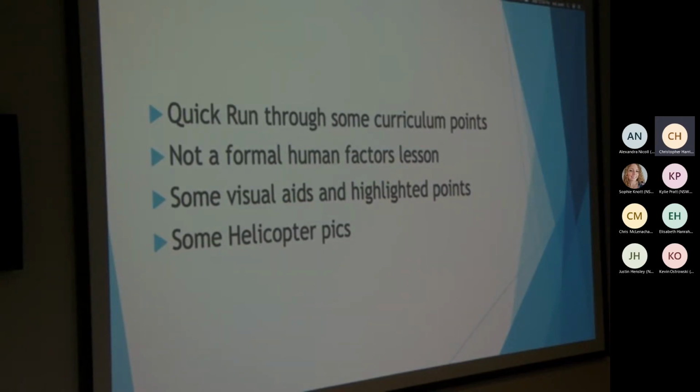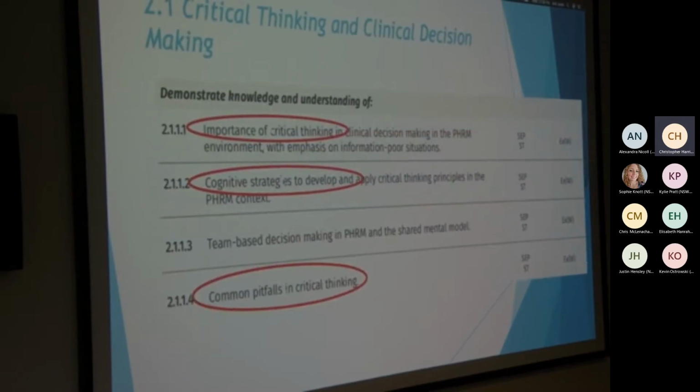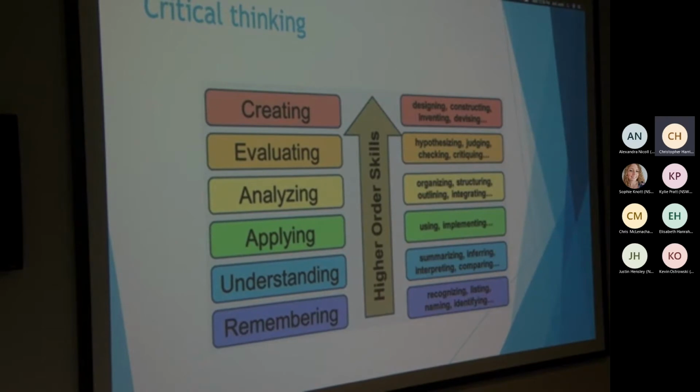So, some visual aids. I'm a visual learner. There's a lot of images, and I put a few helicopter pictures in there to make this a little bit softer. So the curriculum has a few domains. One of them is around critical thinking. These are the bits that I've circled, which I'm just going to quickly touch on: the importance of critical thinking, the cognitive strategies, and some of the pitfalls. Again, focusing this talk just on the curriculum.